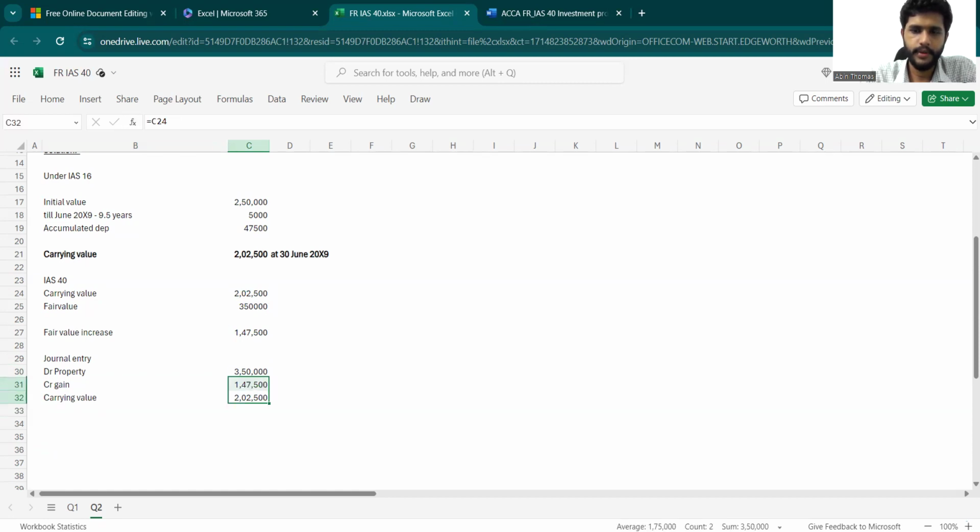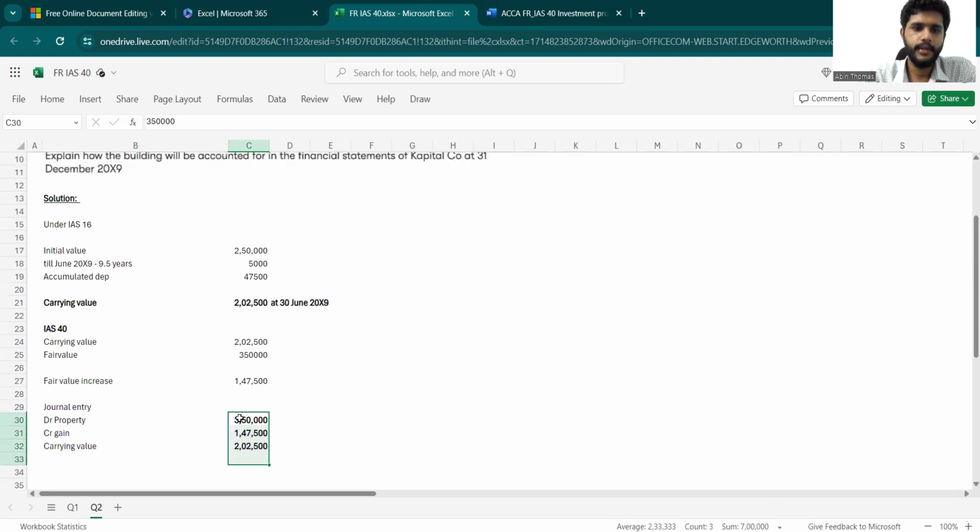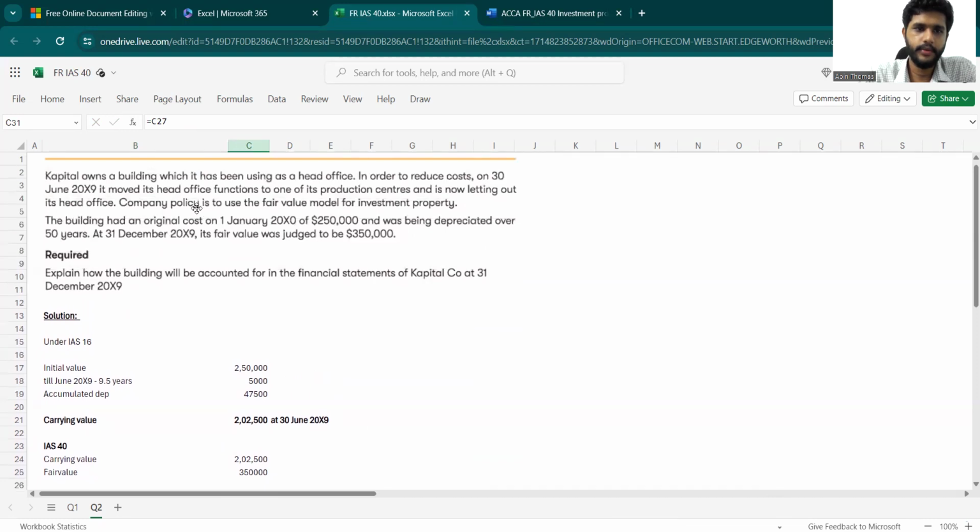You got the point? Now it gives the total amount 350,000. I believe you got the picture of how the property should be valued. It will be 350, and the gain will be a gain. Where will we take the gain? Under IAS 40, gain to P and L. Okay. Any doubt with the question?